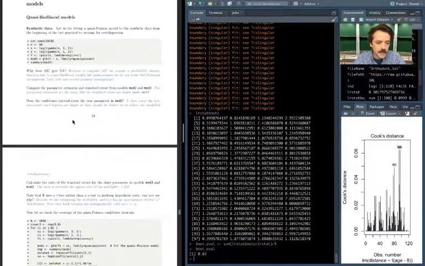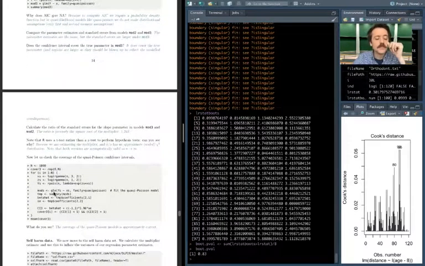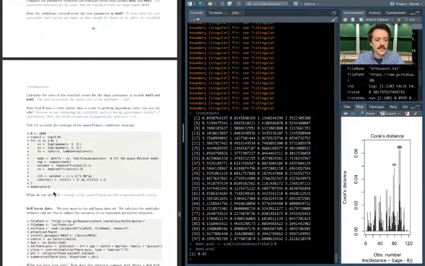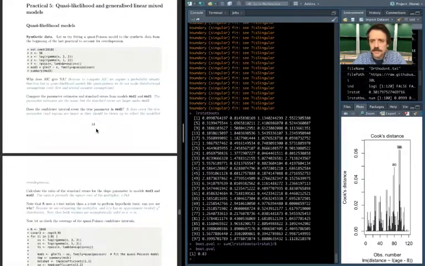And then in terms of coverage, one can check. So there is this piece of code here, and one can check that the coverage is definitely a lot better than it was in the Poisson model, which was too restrictive. Any questions about this synthetic data?